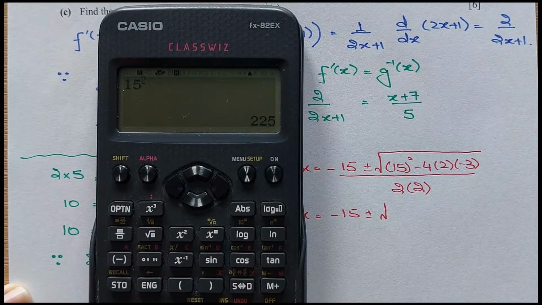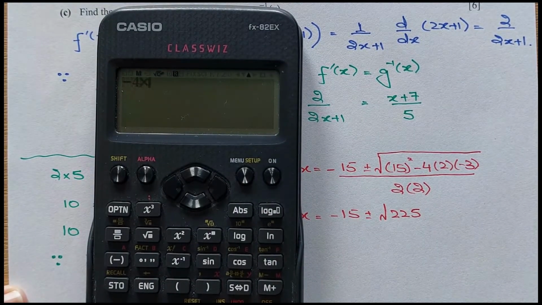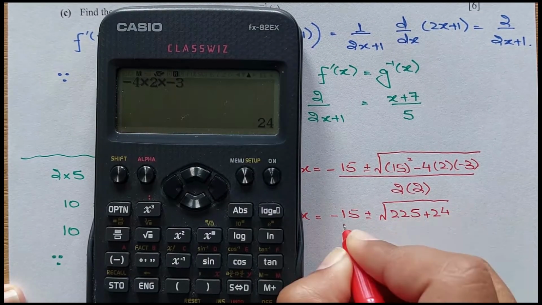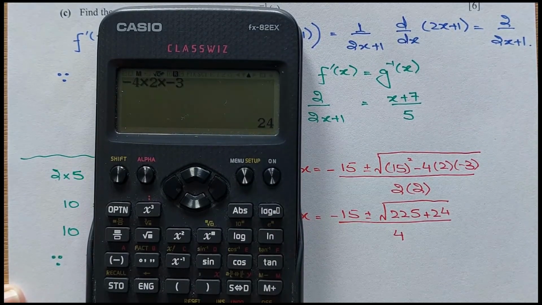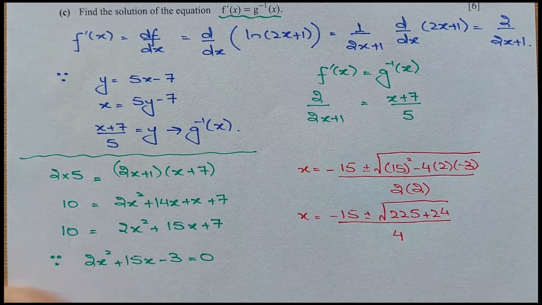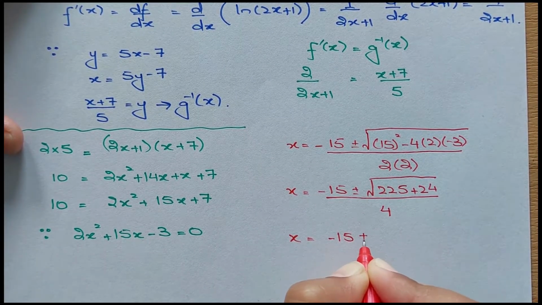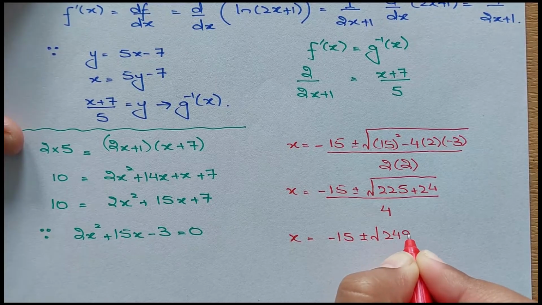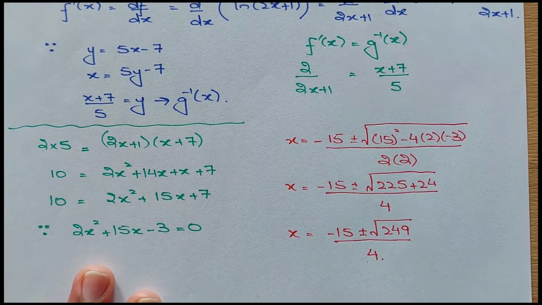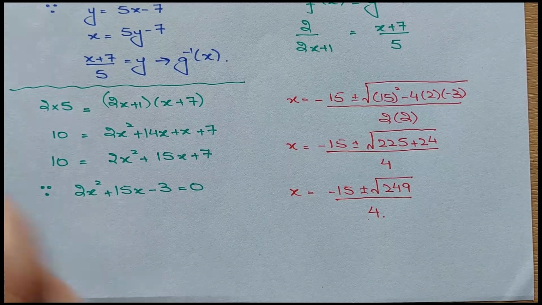15 squared is 225, and minus 4 times 2 times minus 3 is plus 24, and 2 times 2 is 4, and 225 plus 24 is 249. Okay, so here we have x equals minus 15 plus or minus the square root of 249, and then dividing by 4. Okay, so we have the two values for x, with a positive square root and with a negative square root. So let me find both one by one.